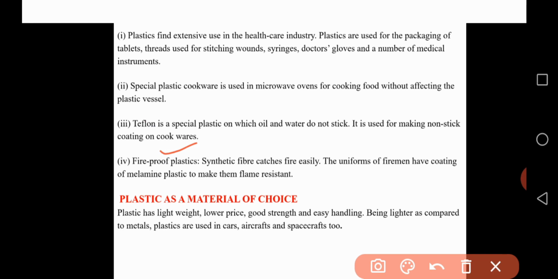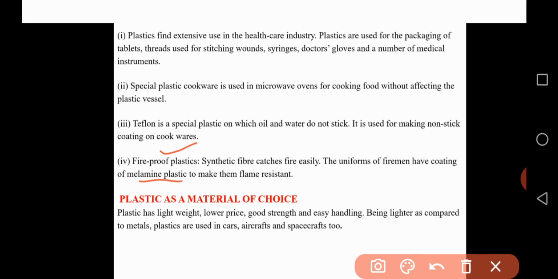So a fireman puts off fires, and the clothes that such persons wear are coated with melamine plastic to make them flame resistant. Melamine is a fireproof plastic that resists fire.